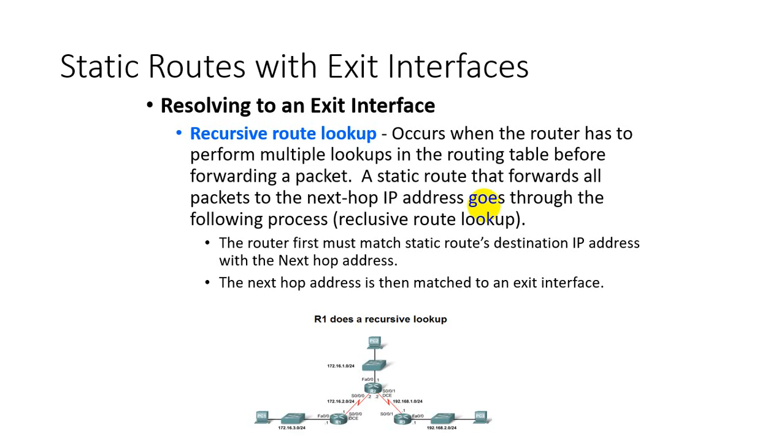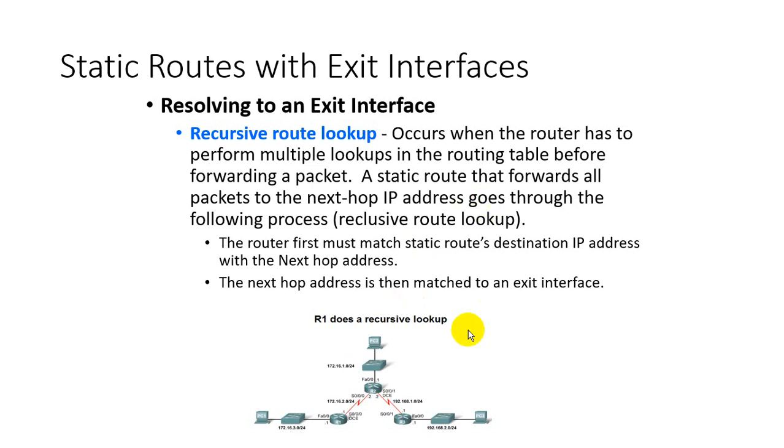What is the recursive route lookup? Recursive route lookup occurs when the router has to perform multiple lookups in the routing table before forwarding a packet. A static route that forwards all packets to the next hop IP address goes through the following process. The router first must match the static route's destination IP address with the next hop address. The next hop address is then matched to an exit interface.